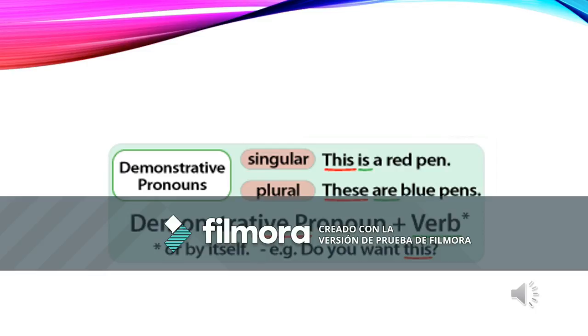Demonstrative pronouns. Singular: this is a red pen. Plural: these are blue pens. Grammar: demonstrative pronouns are in red plus verb in green, or by themselves. Example: Do you want this?